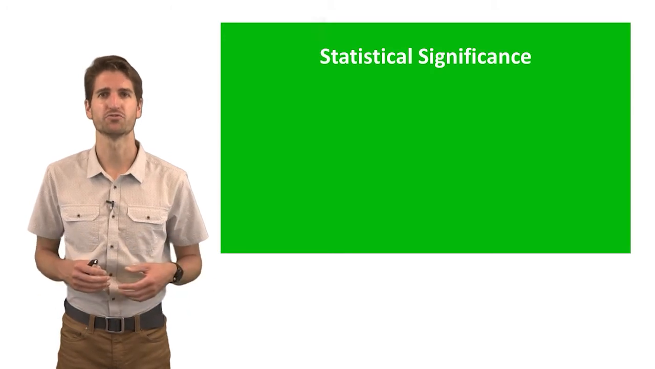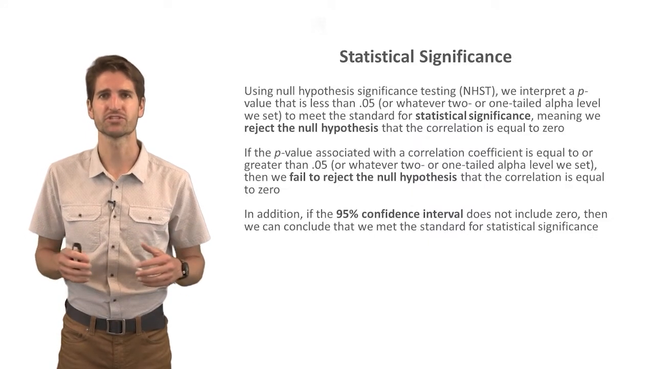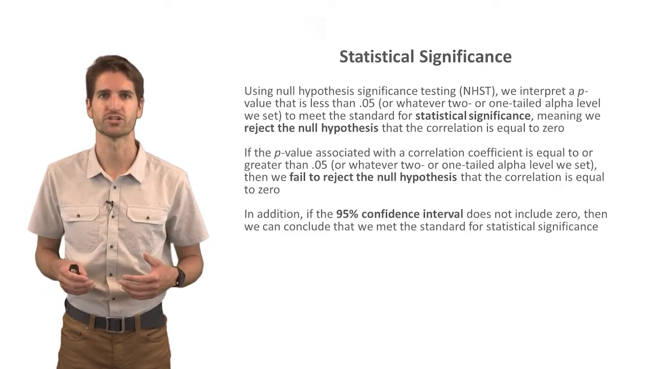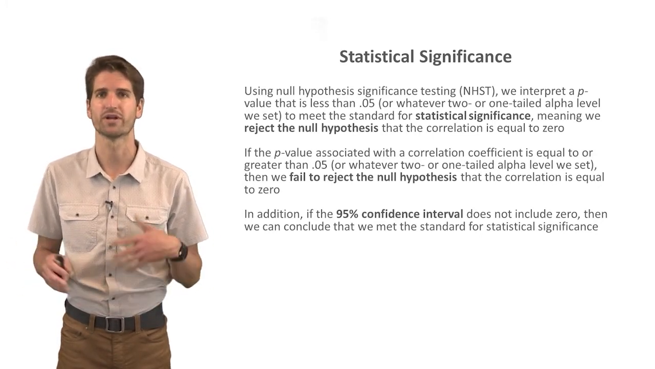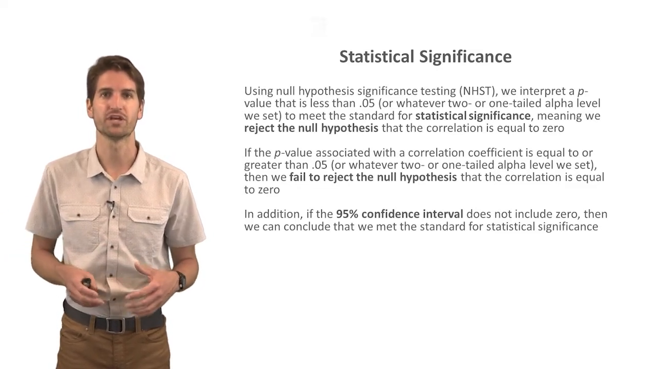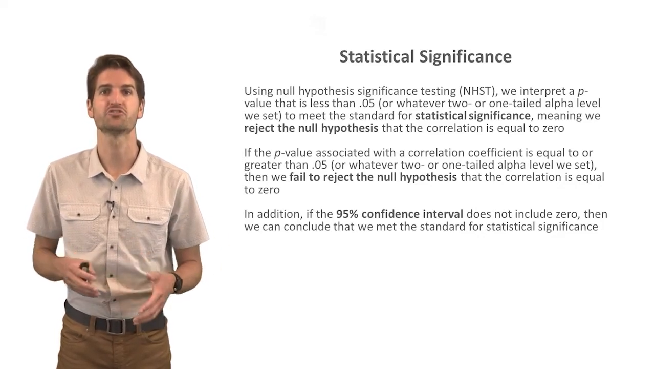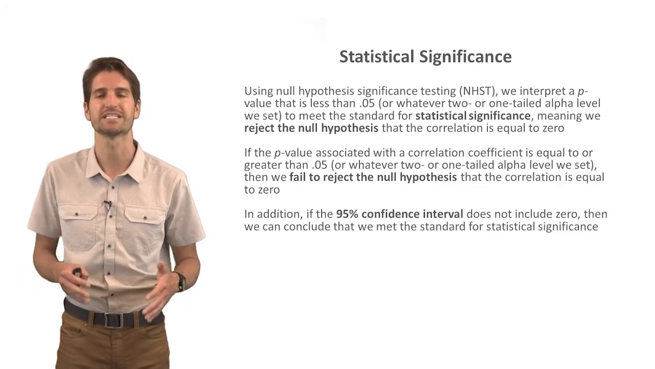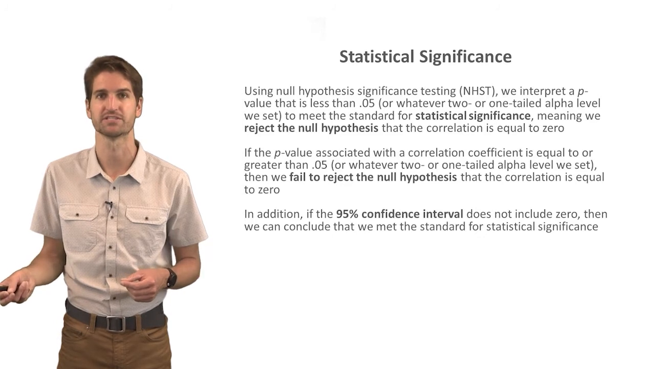Okay, so now let's move on to the idea of statistical significance in the context of a correlation. For the sake of explanation, let's talk about null hypothesis significance testing when it comes to correlation. Using null hypothesis significance testing, we would interpret a p-value that is less than 0.05, or whatever 2- or 1-tailed alpha level we actually set for our p-value cutoff, to meet the standard of statistical significance, which means that we would reject the null hypothesis that the correlation is equal to 0. In other words, we would conclude that that correlation is significantly different than 0.